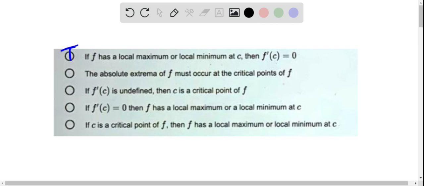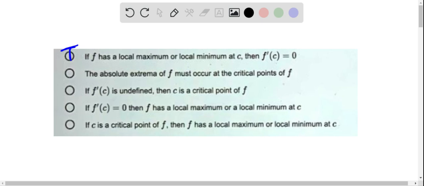That is, the absolute extrema of f must occur at the critical points of f. This is not always true. Maybe sometimes this is true, but the absolute extrema of f can occur at the endpoints of the function as well. So this is not always true. So we can just ignore this. Now let's move on to the next statement.